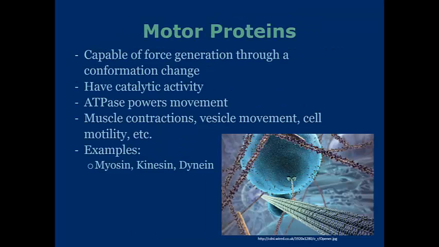Motor proteins are capable of force generation, and this is done via conformation change. Because of this, they have to have some sort of catalytic ability, and generally it's ATP that powers this movement. These are involved in things such as muscle contraction with respect to myosin, vesicle movement, and cell motility, and the proteins that are involved with these processes can be anything from the proteins in flagella, cilia, or internally kinesin and dynein.